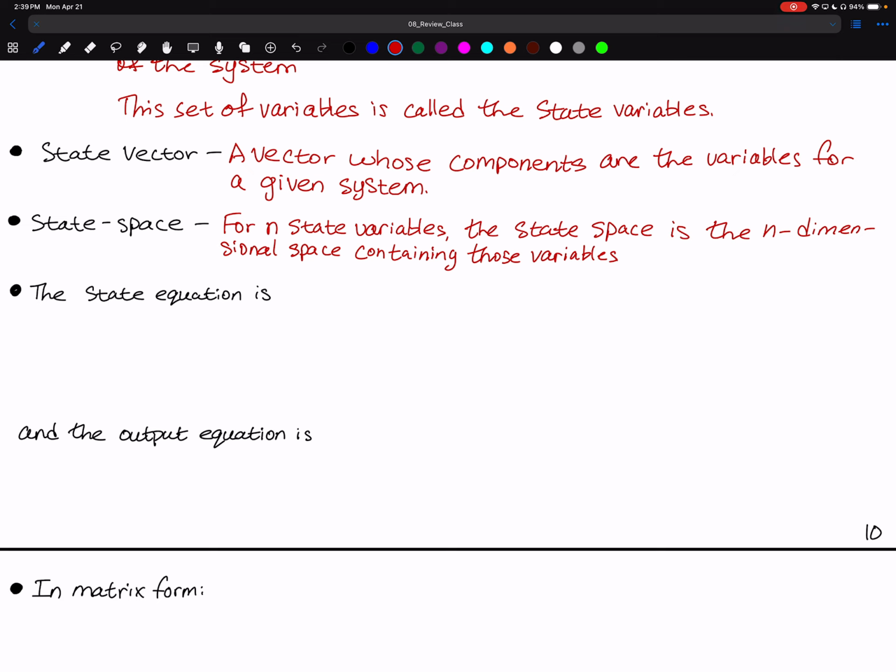All right, and this then brings us to the state equation and then the output equation, which we'll write out and then we'll be able to put into matrix form. So for our state variables of x, we'll have x1 dot is equal to a11 x1 plus a12 x2 plus dot dot dot up to a1n xn plus b11 u1 plus b12 u2 plus dot dot dot plus b1r ur.